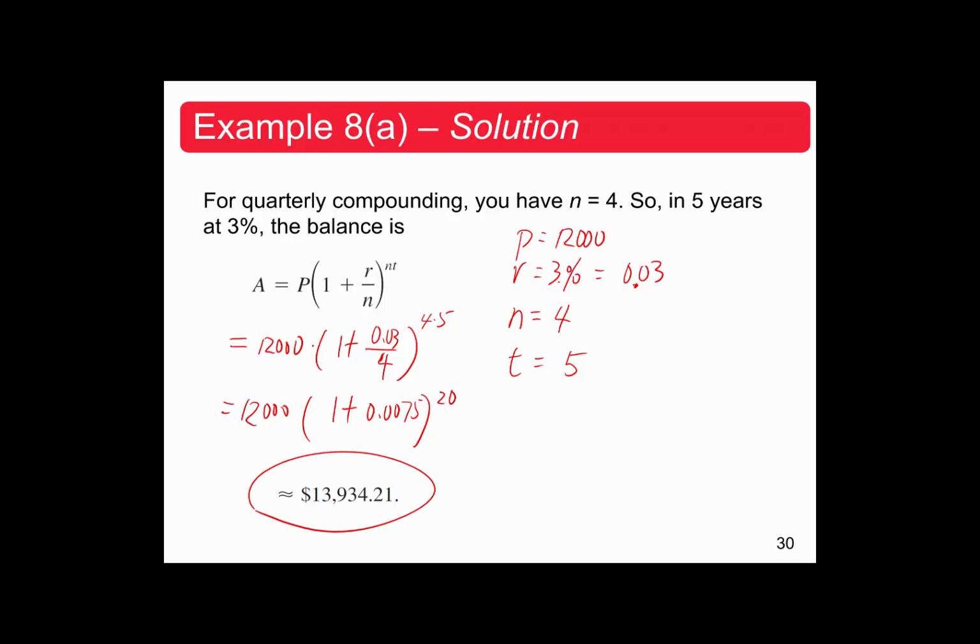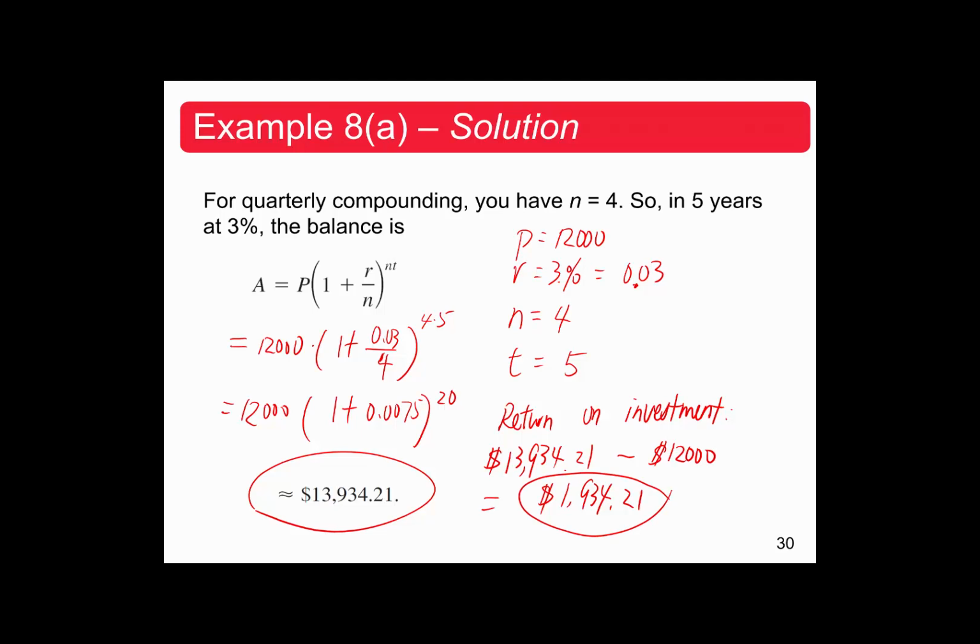$13,934.21. If you look at it, the principal is 12,000. Return on investment in 5 years: the ending balance $13,934.21 minus the initial investment $12,000. The difference is the interest on the investment, also the return on investment. That should be $1,934.21. Okay. That's the return on investment for the first case, quarterly compounding, right?